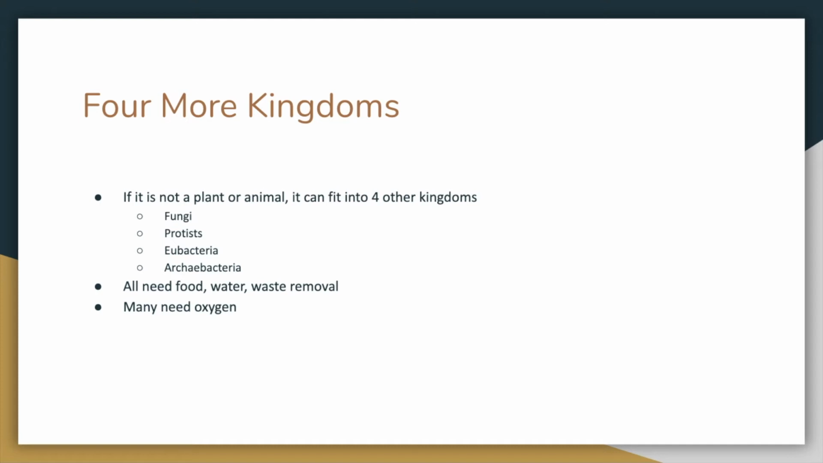Organisms that are not classified as plants or animals can be classified as fungi, protists, eubacteria, and archaebacteria. These kingdoms are described on page 25. These organisms have the same needs as all living things. So they all need an environment for food, water, and waste removal. Many need carbon dioxide or oxygen like plants or animals.